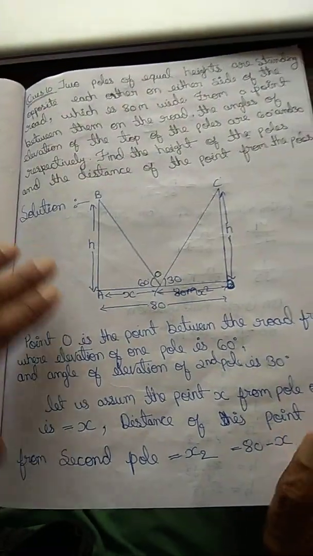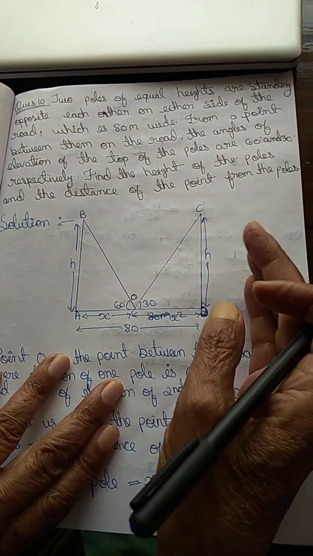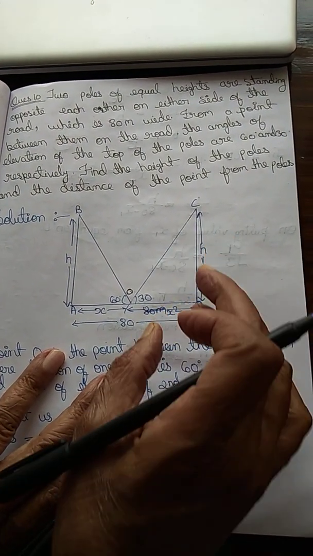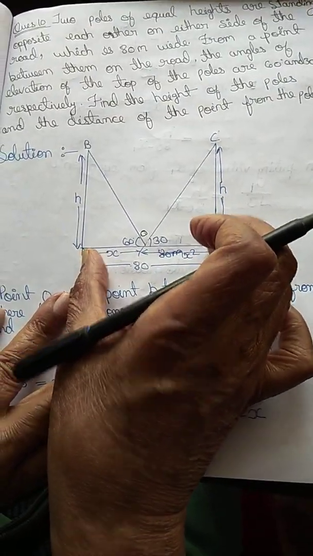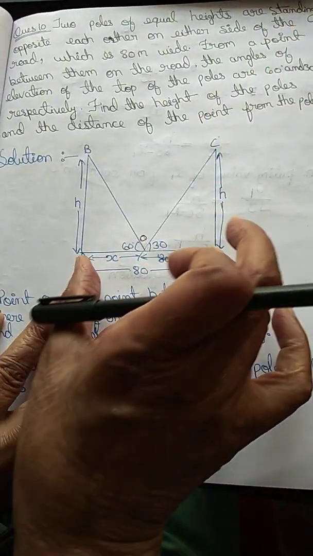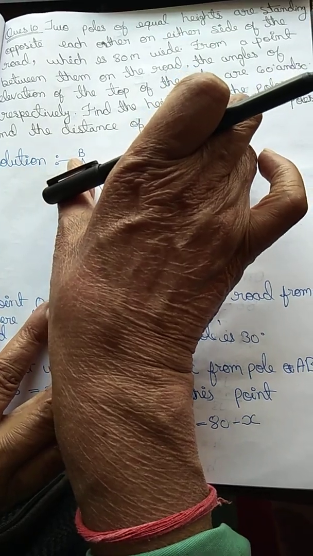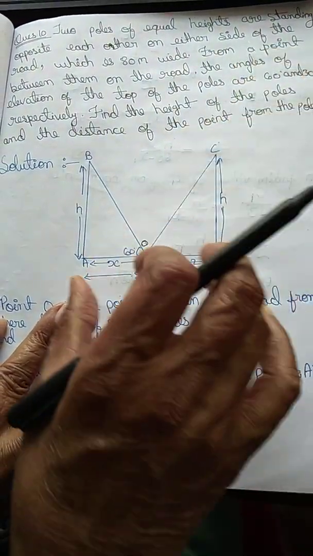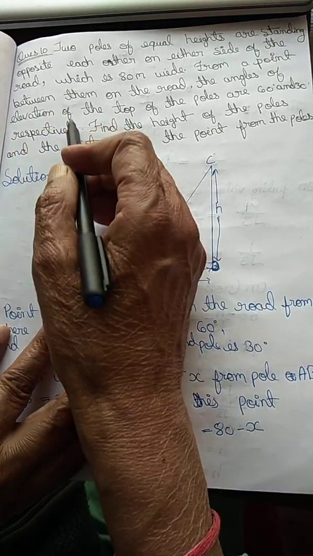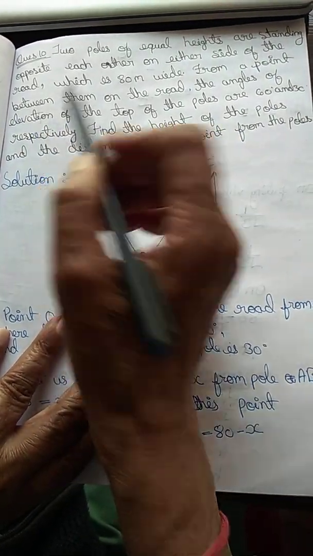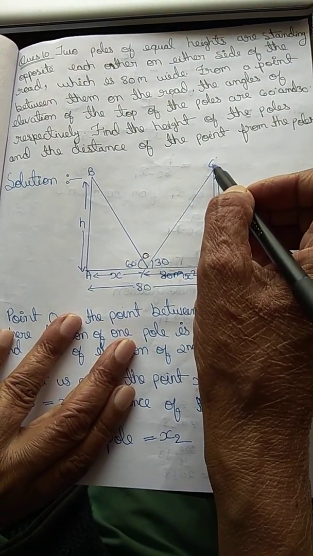Now question number 10. Two poles of equal heights are standing opposite each other on either side of the road. So this is the road, these are the two poles standing on the opposite sides. The width of the road is 80 meter. The angle of elevation of the top of the poles, one is 60 degree, other is 30 degree.